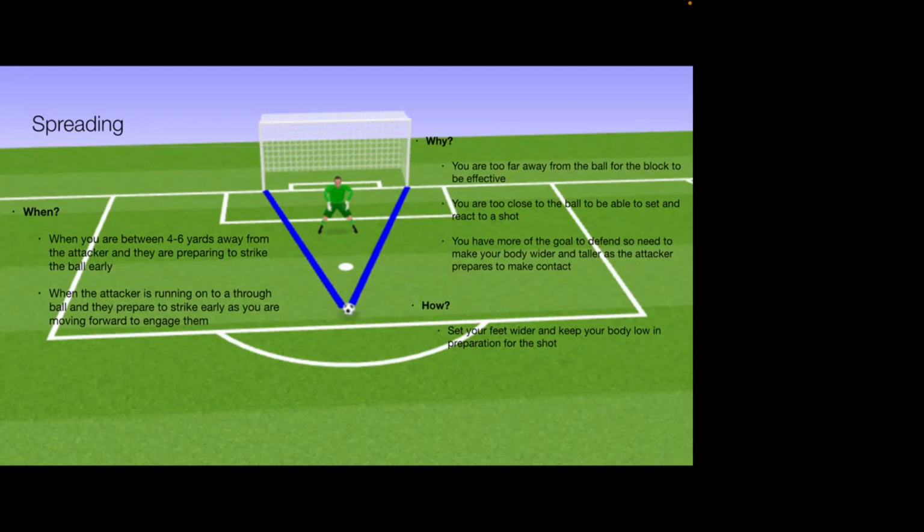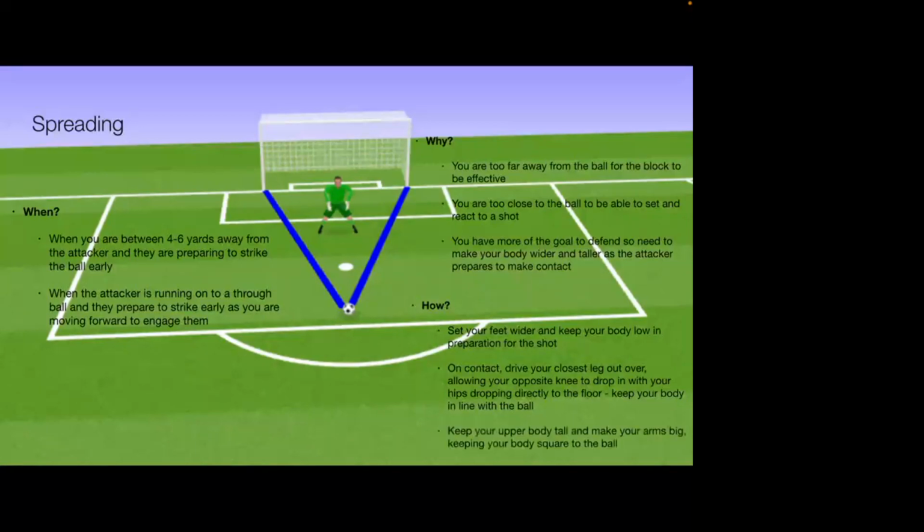On contact with the ball, you're going to drive the closest leg out over. So again, if they're striking with their right foot, you would be driving your left foot out over. Your opposite knee drops in over, making that kind of L shape. You want to be dropping your hips directly at the ball, directly at the floor, keeping your body in line with the ball. And you're going to keep your upper body tall and your arms wide, whilst also keeping your body square at the ball.